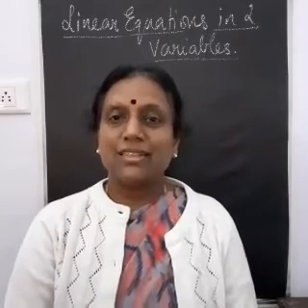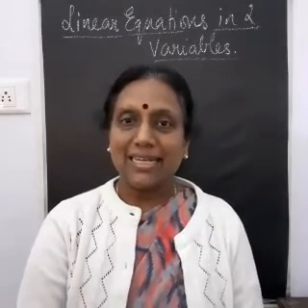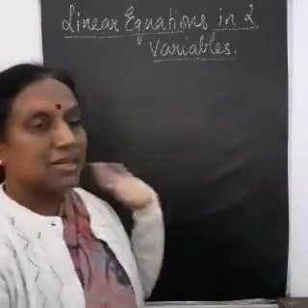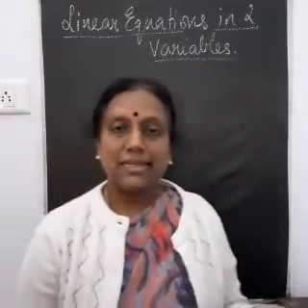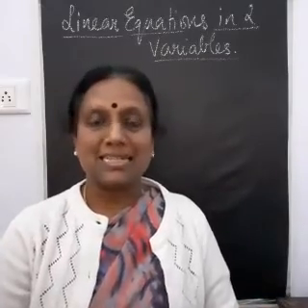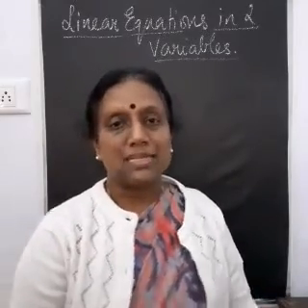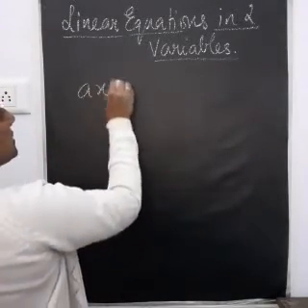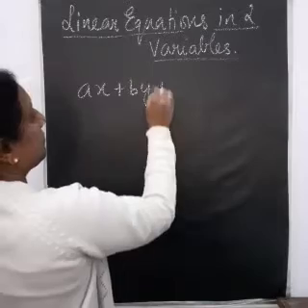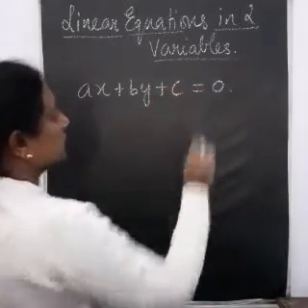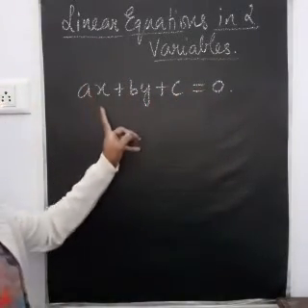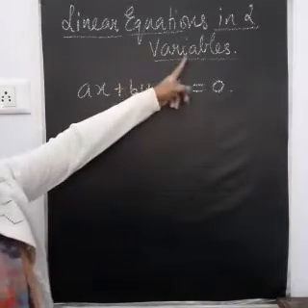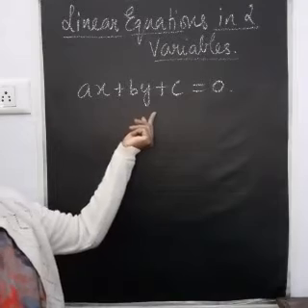Hello children, the topic for class 9 today is linear equations in two variables. We learnt linear equations in one variable in class 8. For two variables, the standard form of this equation is ax plus by plus c equal to 0. Linear means the degree of this equation is 1, and the two variables are x and y.